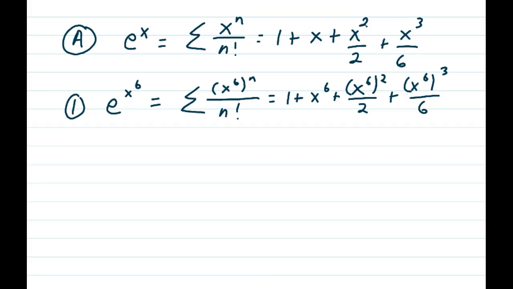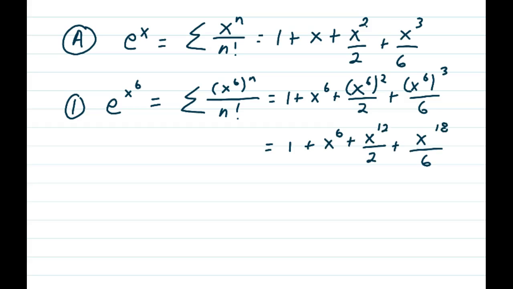And that applies to the series, so we have the summation. Instead of x, we write x to the sixth raised to the nth over n factorial. Looking to the right, we can also just replace the polynomial with x to the sixth. So we have a 1, plus instead of writing x, we write x to the sixth, plus instead of writing x squared, we write x to the sixth squared over 2. And lastly, instead of writing x cubed, we write x to the sixth cubed over 6.